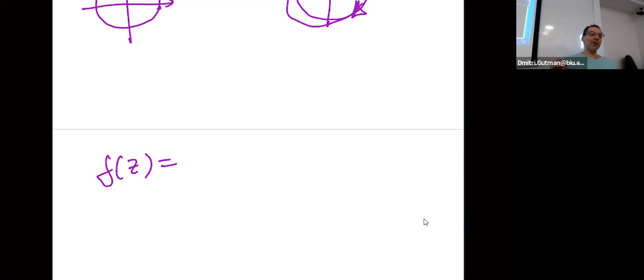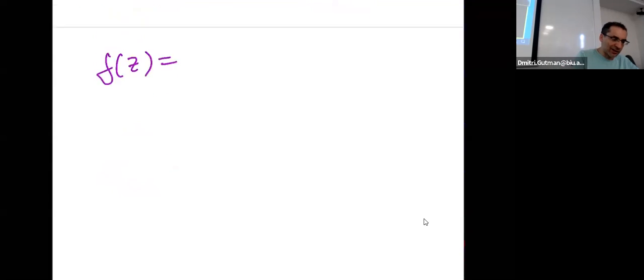And now this theorem states that these two integer numbers are identically equal. The number of zeros minus the number of poles, including their degrees, is equal to the winding number, how many times f of z turns around.